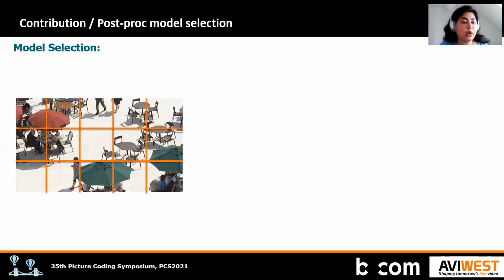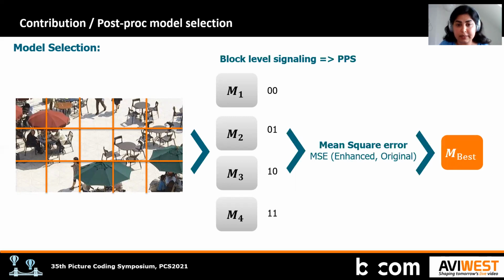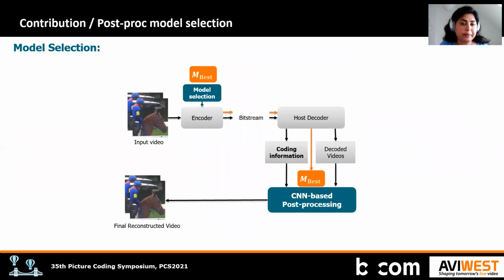At the encoder side, we divided each frame into non-overlapping blocks and then enhanced each block with these 4 models. Then we chose the best model based on the mean square error, MSE, and then we signaled the index of the best model to the decoder. At the encoder side, the models are available. At the decoder, after decoding the video, by having the index of the best model, we enhance the quality of each block by its best model selected at the encoder.